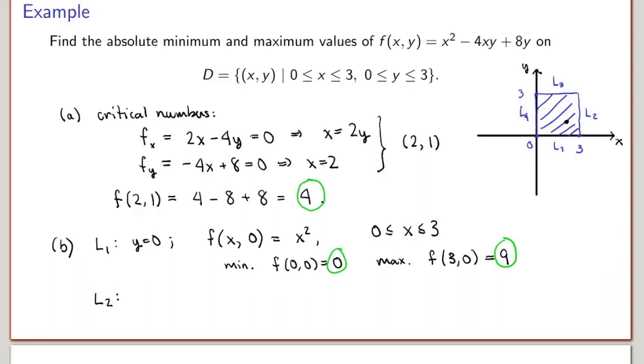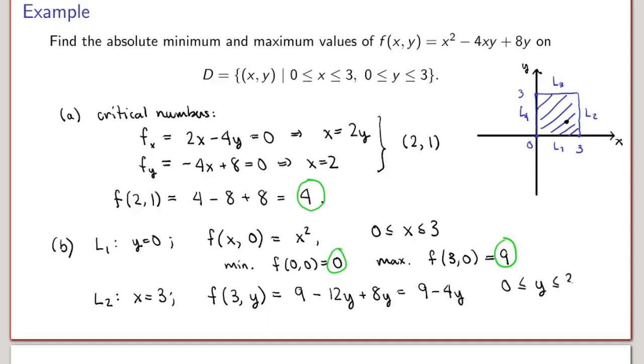So for L2 here, then I have x equals 3. Now the function of one variable that I'll get is f with x evaluated at 3. So here I'll get 3 squared, so that's 9, minus 4 times 3, that's 12y, plus 8y. So that is 9 minus 4y. And of course, y is also between 0 and 3. All right, so what are the minimum and maximal values of that function over this line segment here?